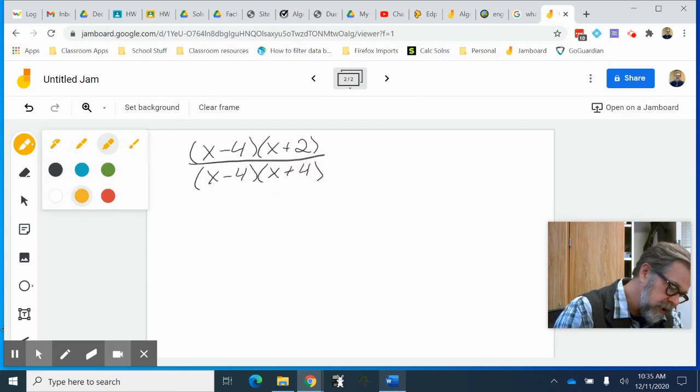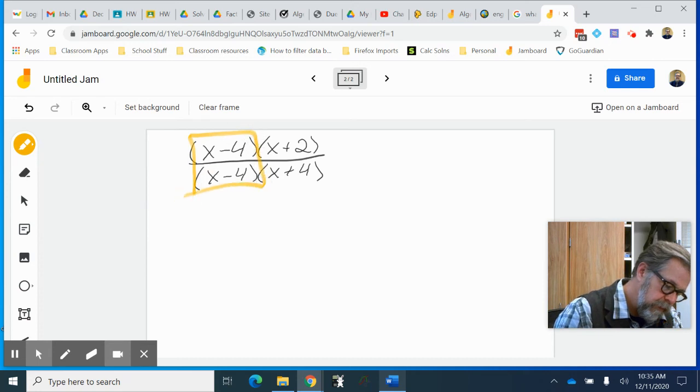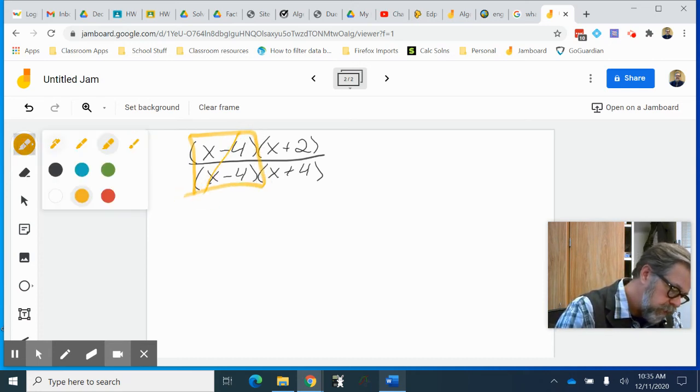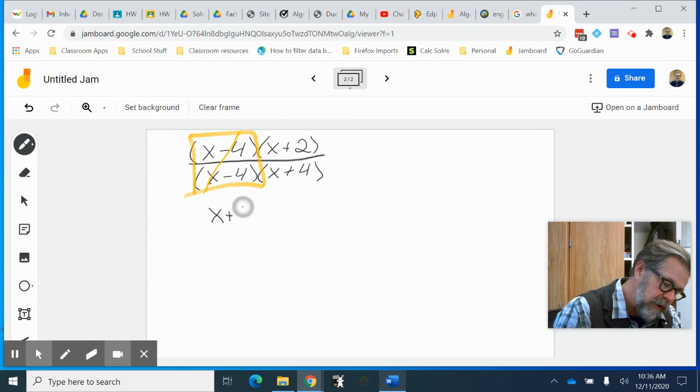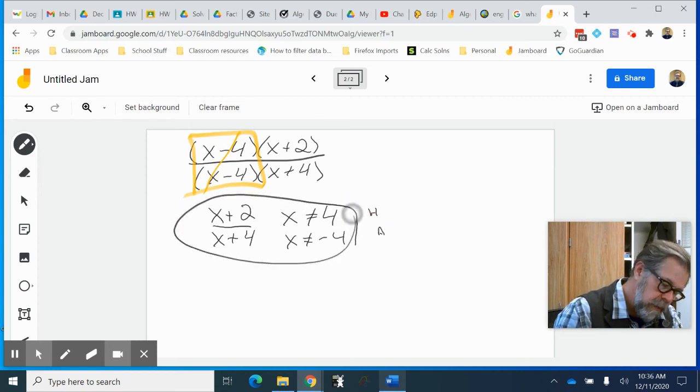And once again, there's a 1. And so my final answer is x plus 2 over x plus 4, so long as x is not equal to 4 and x is not equal to negative 4. And of course, there's a hole there and an asymptote there.